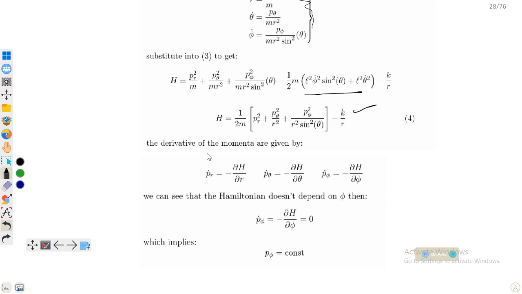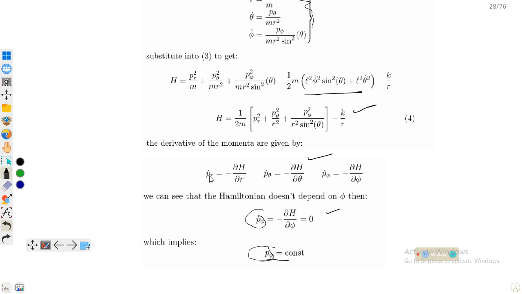Then we can take the derivative of the momenta. pr dot is equal to minus partial H over partial r, p theta dot is equal to minus partial H over partial theta, and p phi dot is equal to minus partial H over partial phi. Just taking their derivatives, we can see that p phi dot is equal to 0, and it means p phi is equal to constant. That means the generalized momentum along the phi direction is constant.